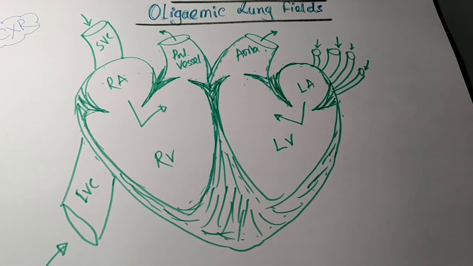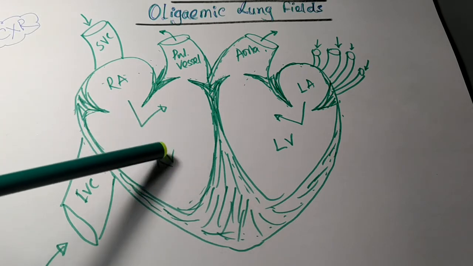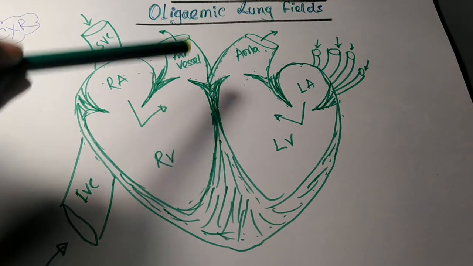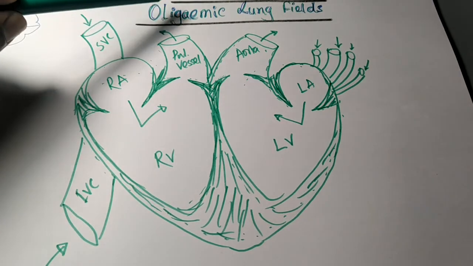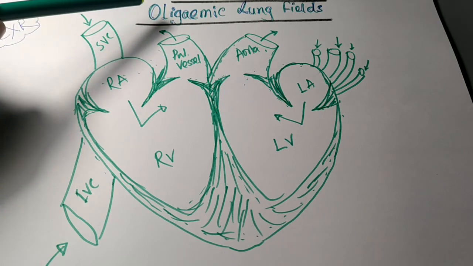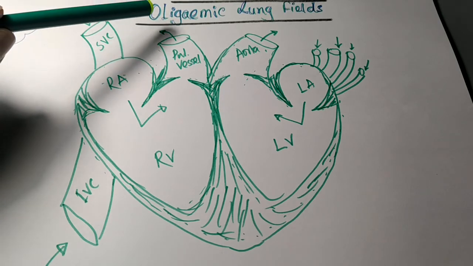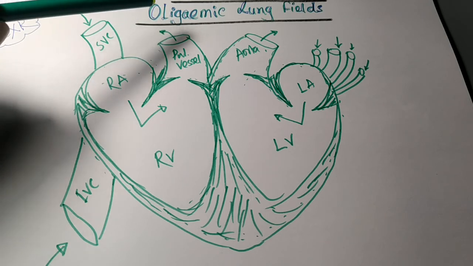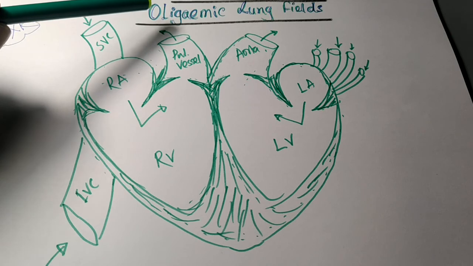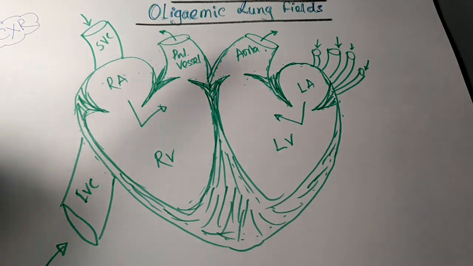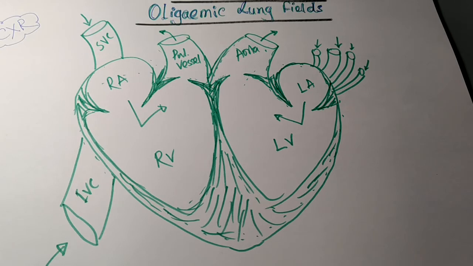So as the end diastolic volume of the right ventricle is decreased, the output from the right ventricle will be decreased. So the blood flow through the pulmonary bed will be decreased and the X-ray will appear oligemic, that is more black. The term more black of course is not grammatically correct. We can say lucent, more lucent.